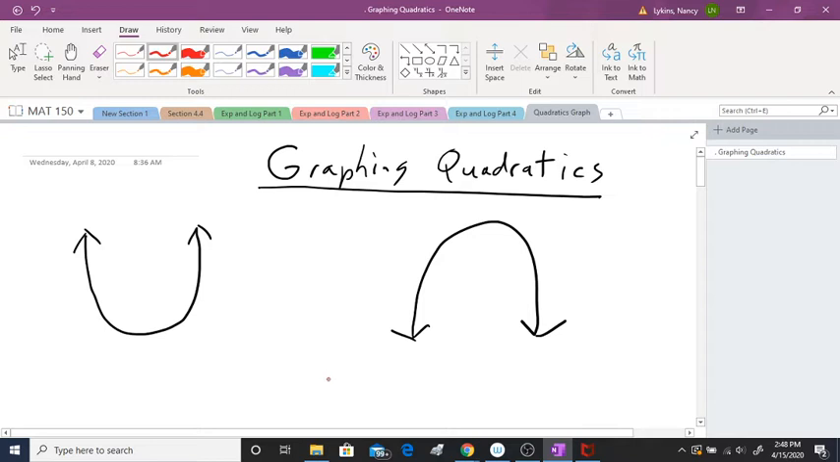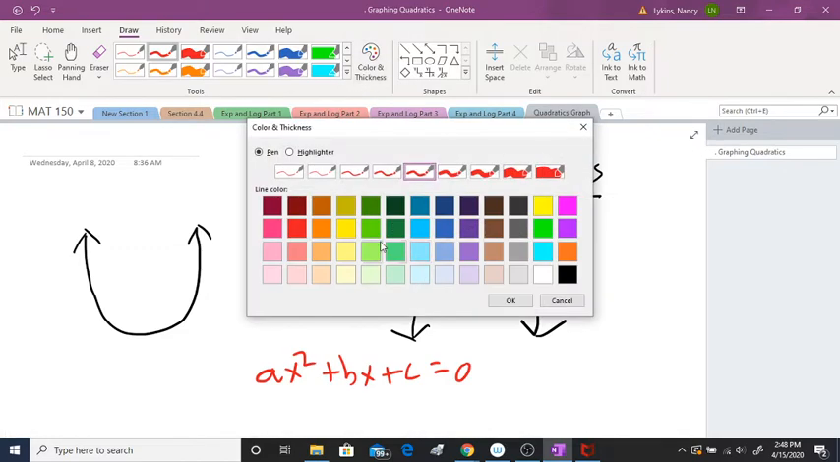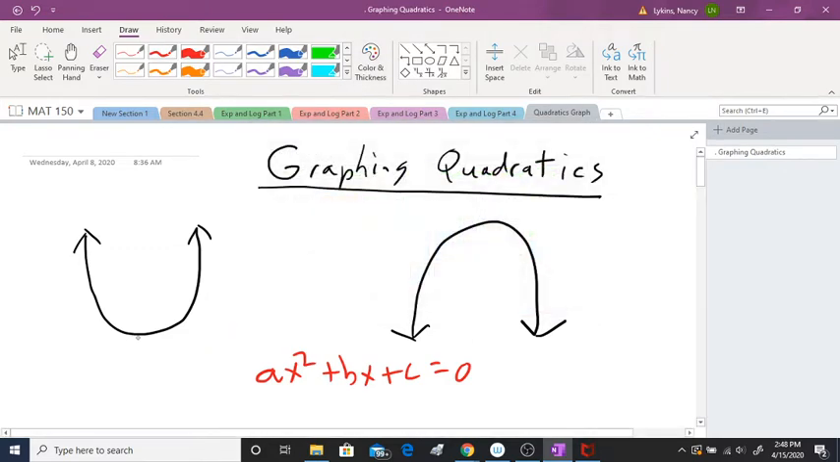Well, first, a quadratic is an ax squared plus bx plus c equals 0 format. Now, we've heard of parabolas, and that's what these two shapes are, these two curves. Now, the vertex on both of them are right in the middle. That's important with us for graphing.